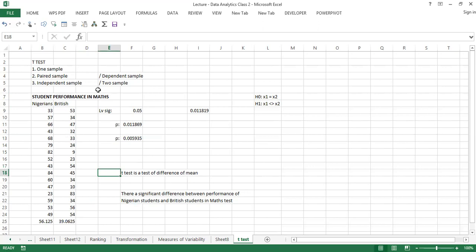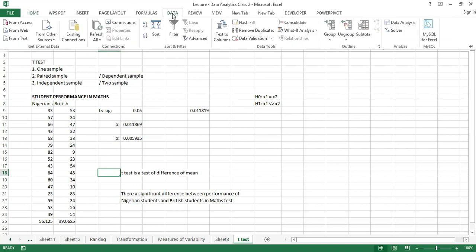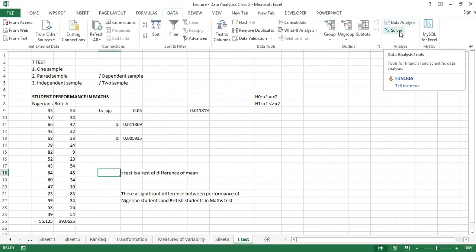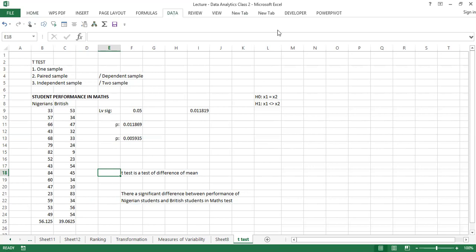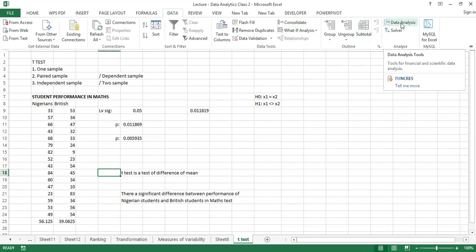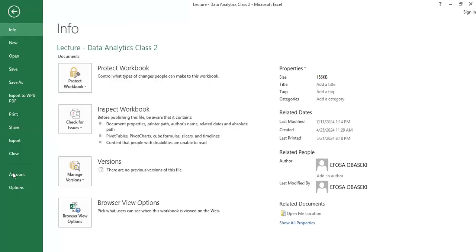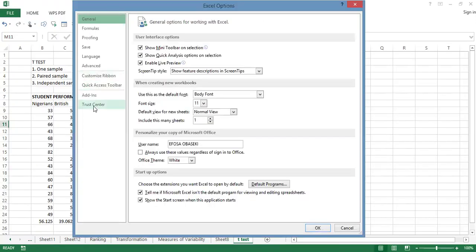But there's another way you can do this. You can do it by using the data analysis tool. In the data tab, click your data tab. Click data analysis. If you don't have data analysis here, then you have to activate it. Just go to your file menu, click on options, click on add-ins.